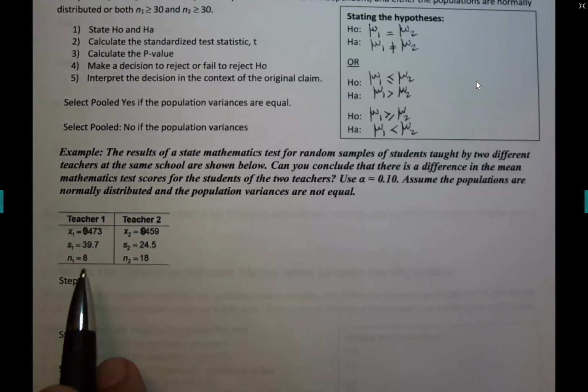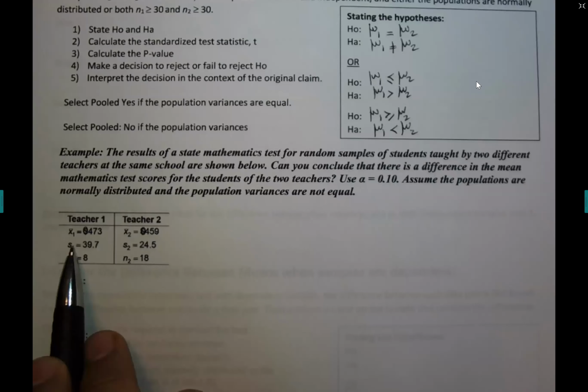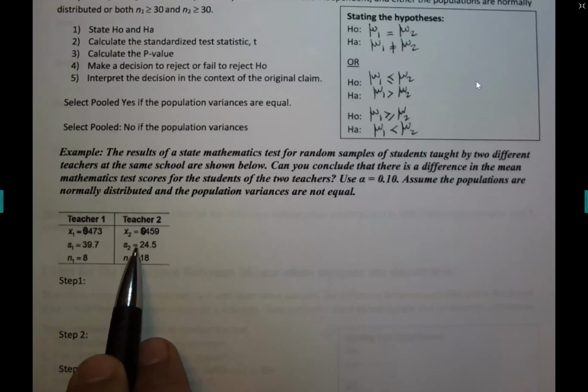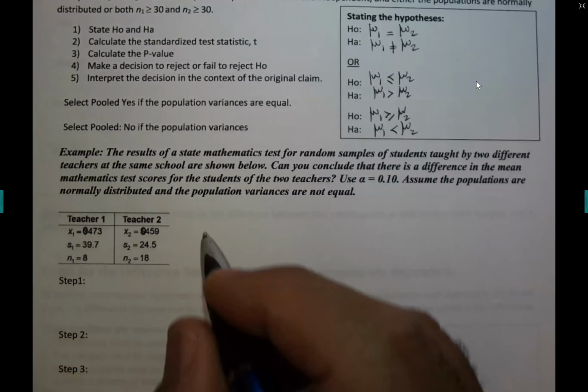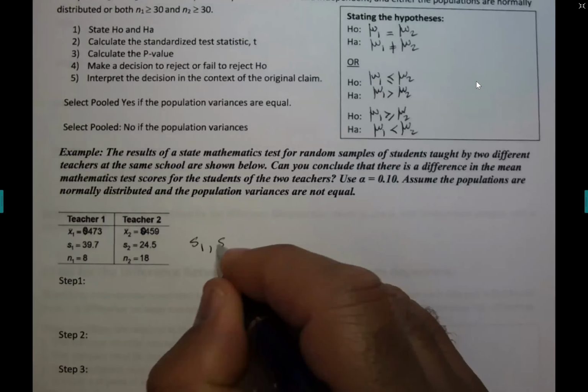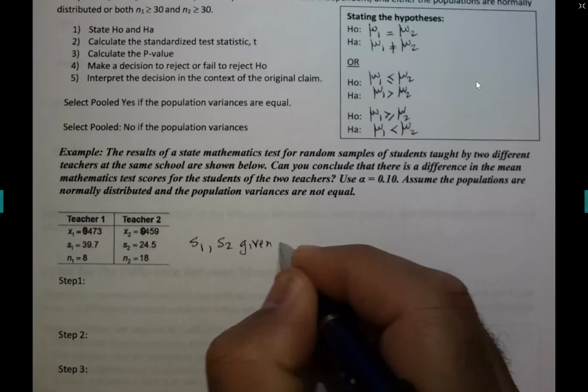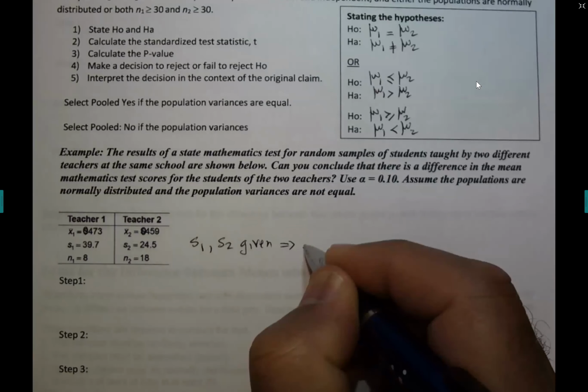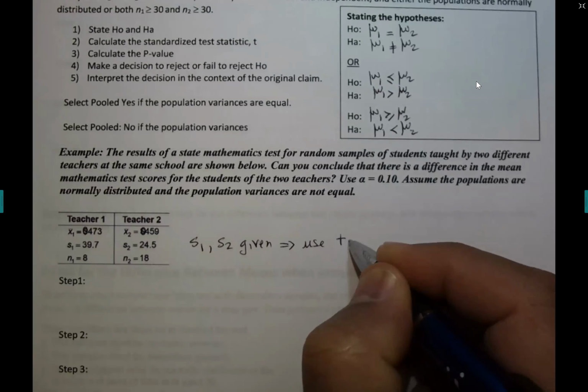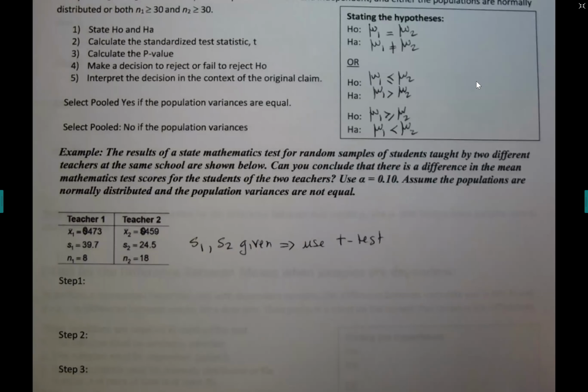You notice here, guys, what I put: S1 and S2. Once I put S1 and S2, forget about Z. You cannot use Z, it must be a T. So S1, S2 given implies use t-test, which is a two-sample t-test here.